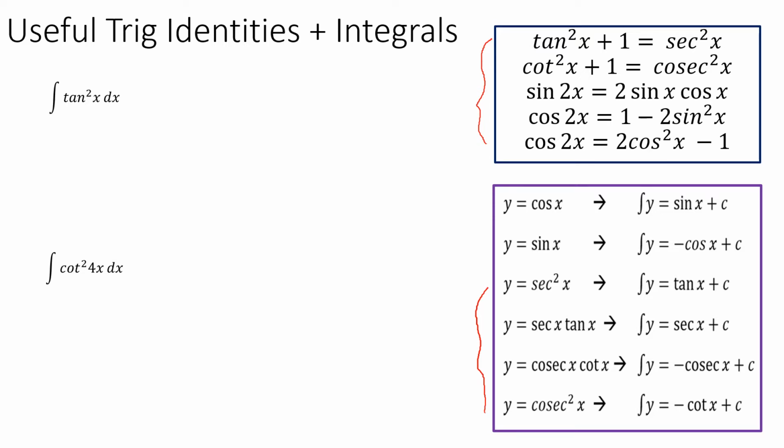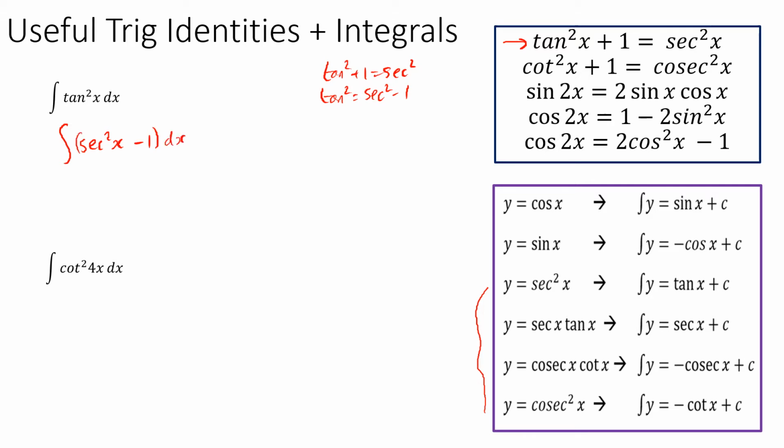Specifically, we can use this top trig identity here, tan squared plus 1 equals sec squared, which we could rearrange to saying, well, if tan squared plus 1 equals sec squared, then I can rearrange that and say tan squared on its own is equal to sec squared minus 1. So we could replace that in there. We could say that we're actually integrating sec squared x minus 1 dx.